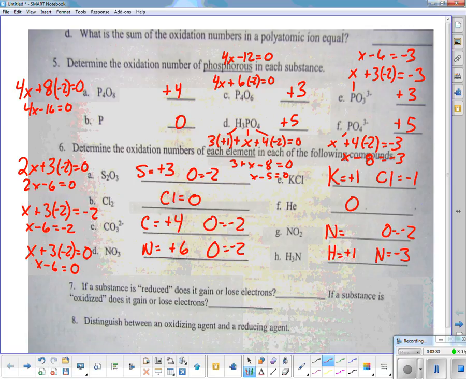Now just looking at it, I'm not going to do the algebra for it. We have 2 oxygens. 2 oxygens times a -2 is -4. What do I have to add to that to equal 0? A +4. So I really didn't even have to do the algebra for it. Some of them you can do in your head. Some of them get a little complicated, especially like C with the negative added in.